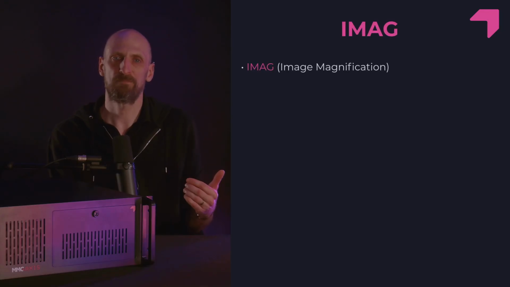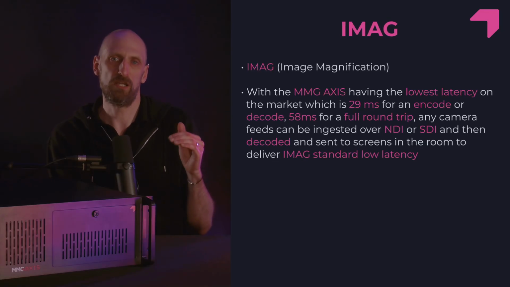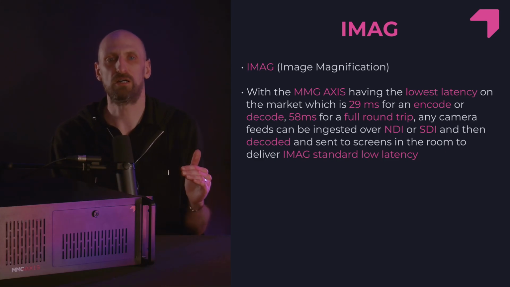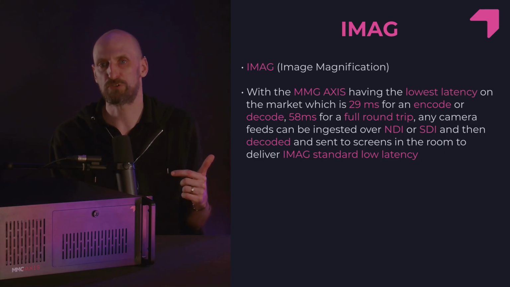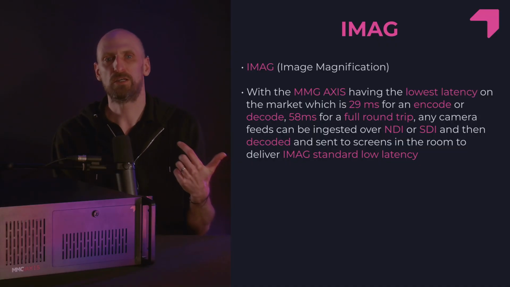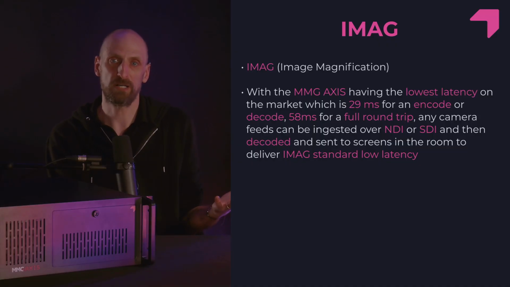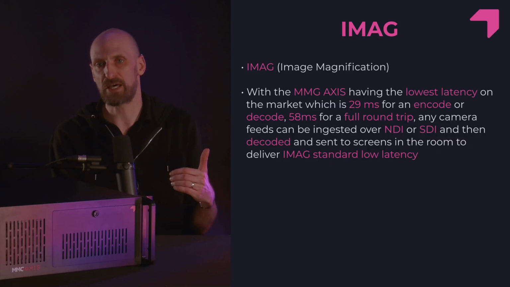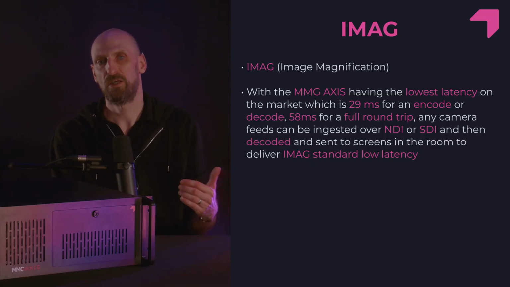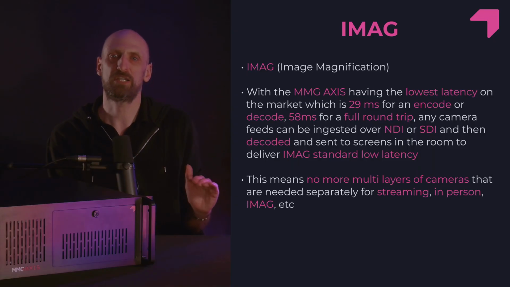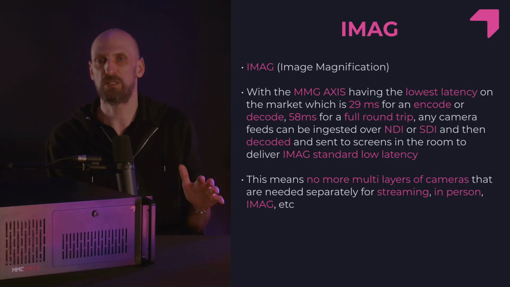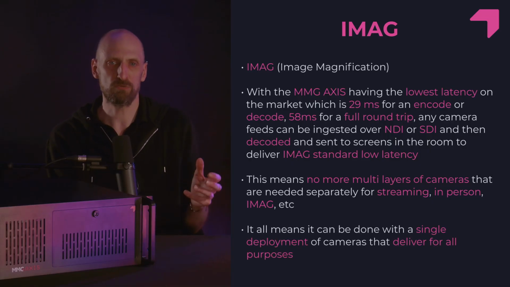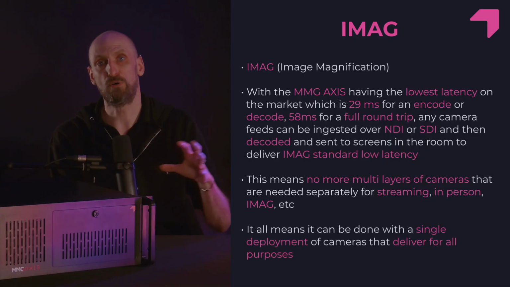And the next one, this is a big one. This is IMAG. So with the Axis having the lowest latency on the market, which is 29 milliseconds for an encode or decode, 58 milliseconds for a full round trip, any camera feed can be ingested over NDI or SDI and then decoded and sent to screens in the room to deliver IMAG standard low latency. This means no more multi-layers of cameras that are needed separately for streaming, in-person, IMAG, etc. It all means that it can be done with a single deployment of cameras that deliver for all of the purposes.